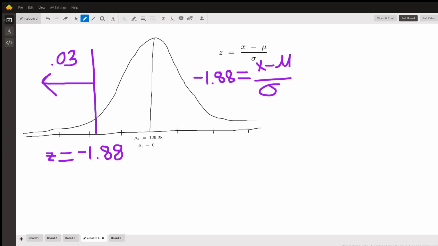And when you do that, let's find out what you get. What we get is a corresponding x value of 125.0312. And so what this tells us is that any time she can swim a lap faster than 125.0312 seconds, she'll fall within this range, which is her fastest 3% of times. So that's how you answer that question.